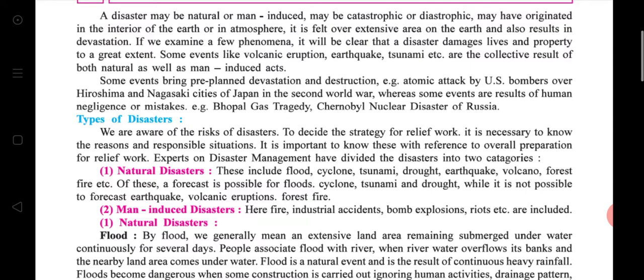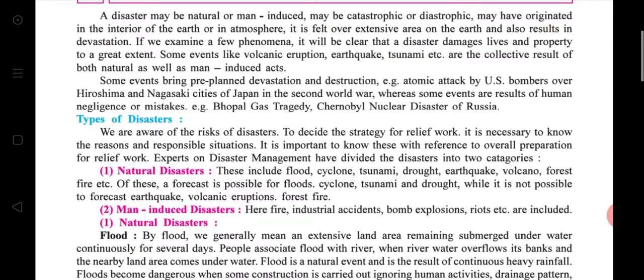So now we are moving on to types of disaster. We all know what a disaster is. Now, which types? Natural disaster and man-induced disaster. We are aware of the risk of disaster, and to decide the strategy for relief work it is necessary to know the reason and the responsible situation. It is important to know this with reference to overall preparations for relief work. Experts on disaster management have divided disasters into two categories. See students, if we want to be relieved from that situation and come out of it, then first we need to know how many types of disaster there are, which types, and how to come out of that situation.